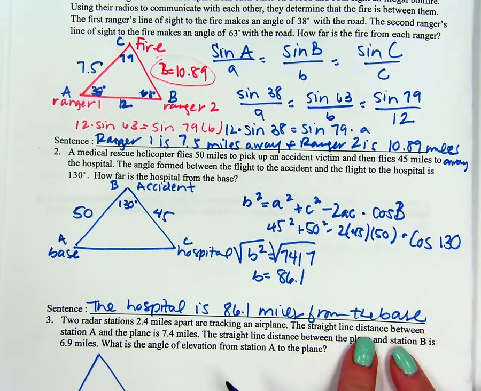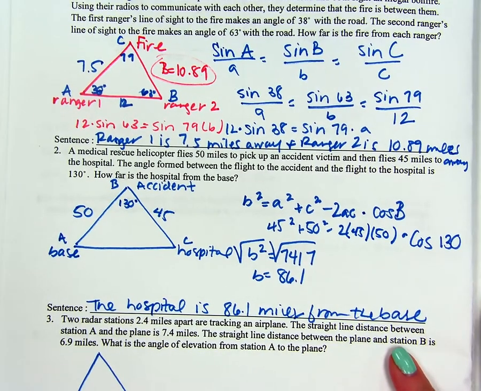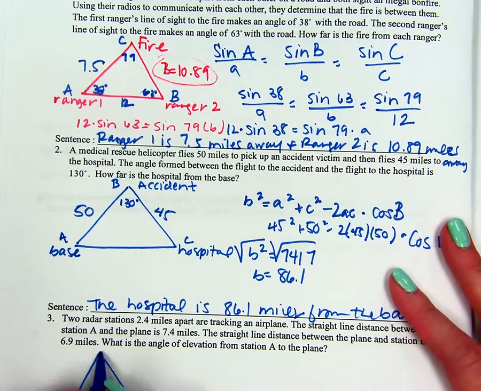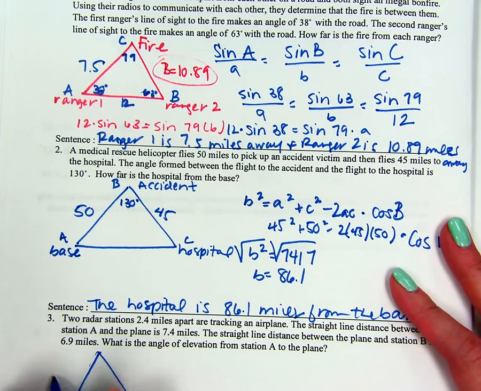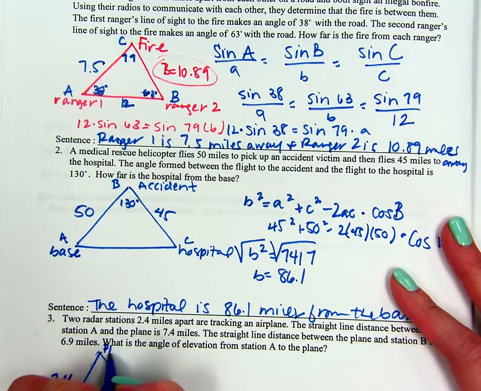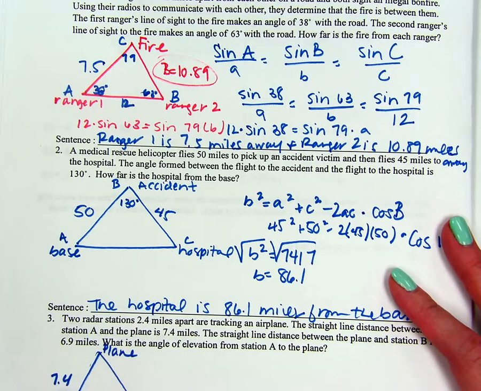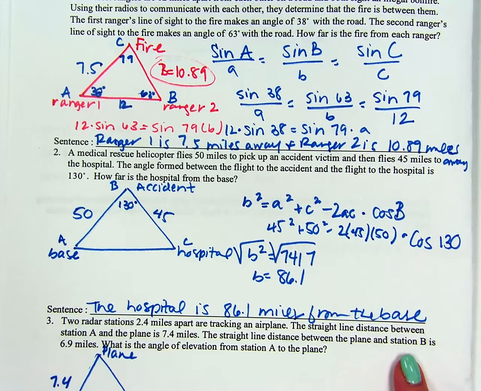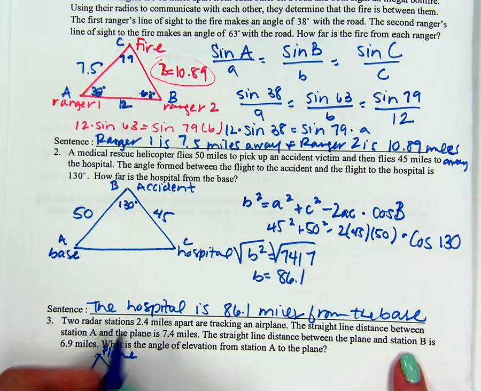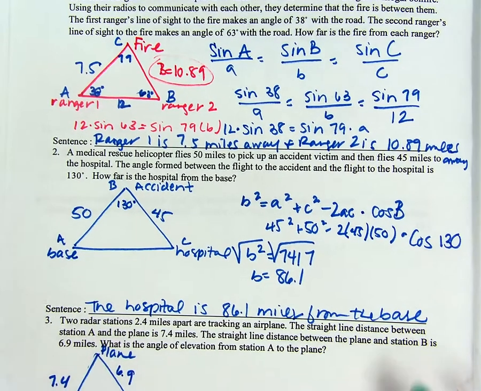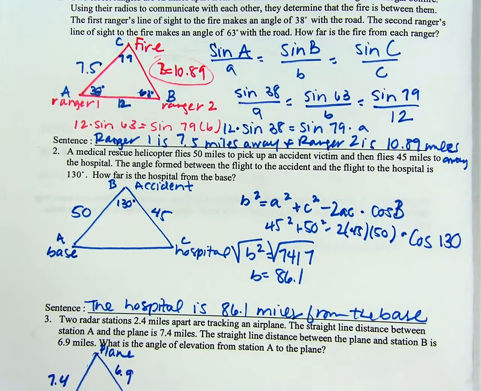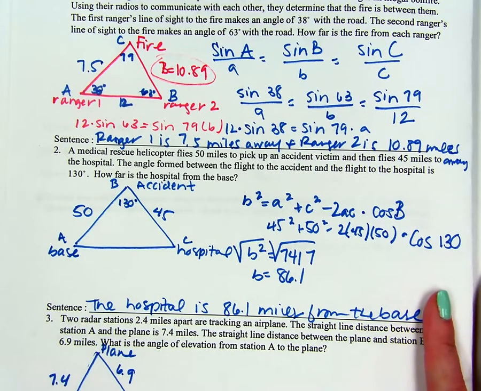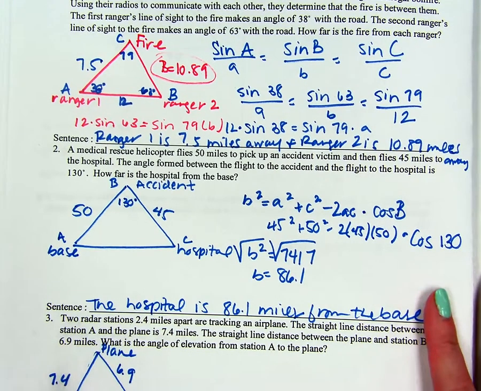The straight line distance between station A and where the plane is, is 7.4. So we have our plane up here, and we know that this distance is 7.4. The straight line distance between the plane and station B is 6.9, so we have this side down here, 6.9. What's the angle of elevation from station A to the plane? So we have A over here. We are going to identify what we know.